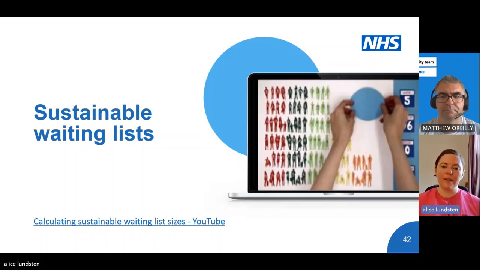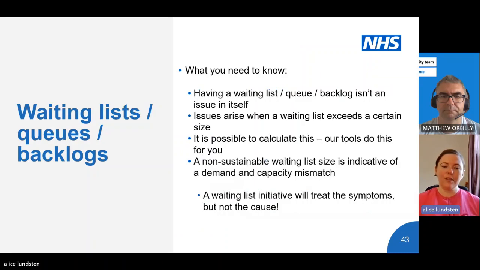So hopefully that has helped to just give context and a bit of practical application of how it works. So just as a bit of a recap, things that you need to know around waiting lists, queues and backlogs. Having a waiting list isn't necessarily an issue in itself if it's the right size.